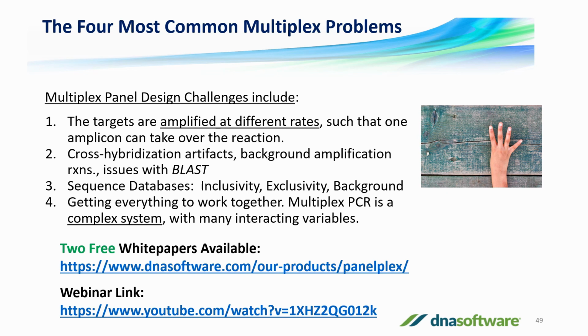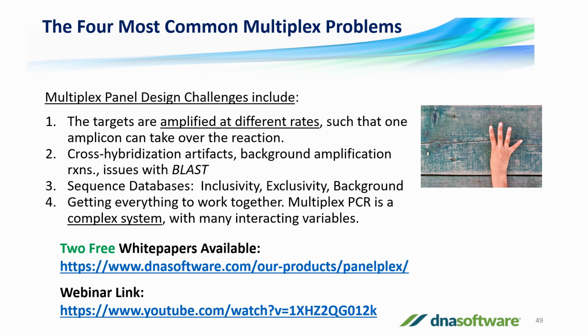Another artifact that can occur in multiplex PCR is due to cross hybridization, where a primer from one target binds to the amplicon of a different target. Or you can get background amplification, where primers amplify some contaminating DNA that's present in the reaction. And we'll see that both of these problems are not addressed with using a BLAST search.